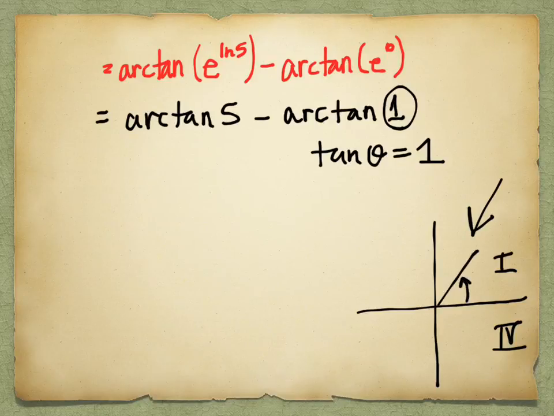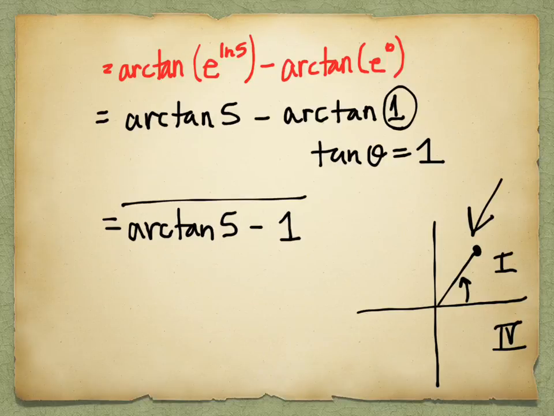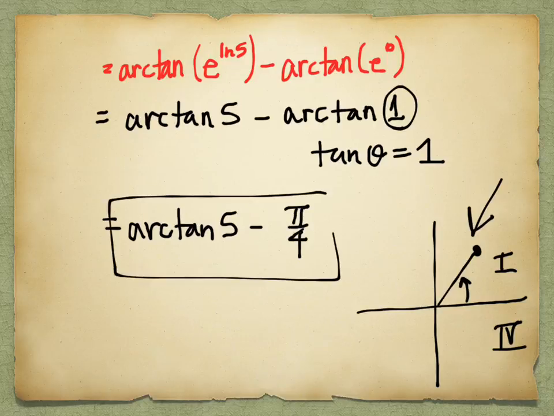If you'll remember, basically what's happening is that the x value and the y value are the same. And so when I take the ratio of y over x, or sine over cosine, I actually get the value of 1. So this is equal to the arctangent of 5 minus pi over 4. There we go. Look okay?